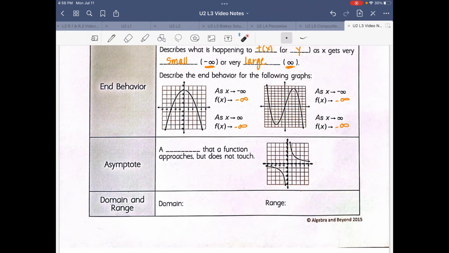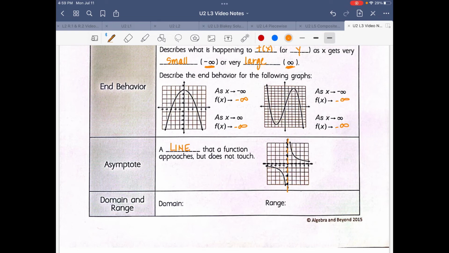All right, let's talk about an asymptote. An asymptote is a line that a function approaches but does not touch. So when we're looking at this graph right here, it's not continuous, because as I draw my graph, I draw this, and then I have to lift up my pencil and come back up here and start the next part of the graph.